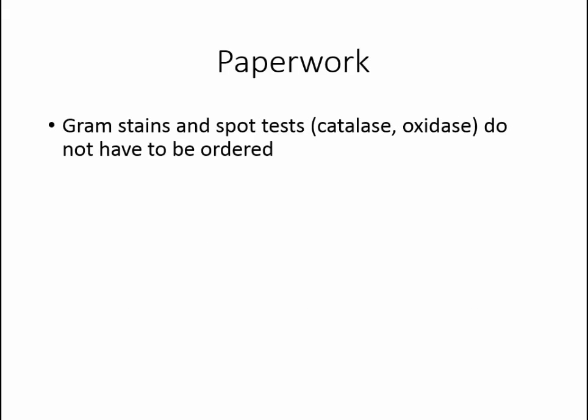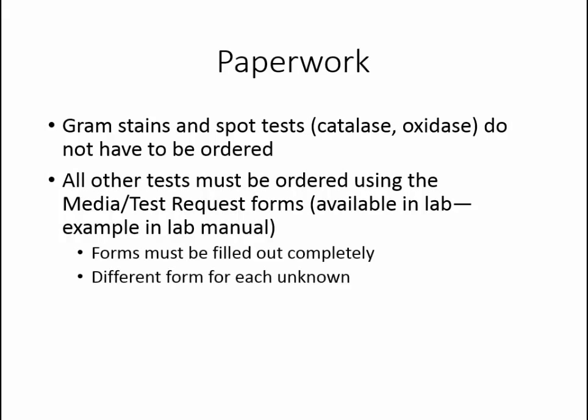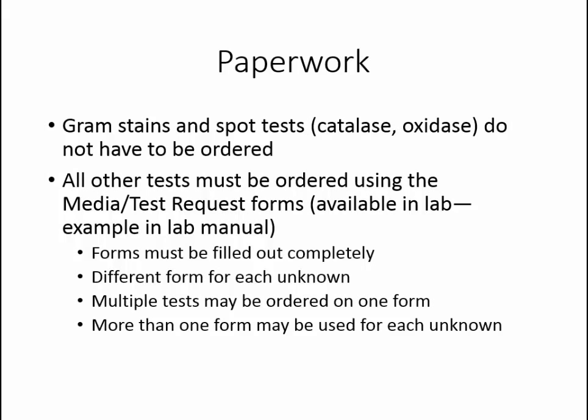Gram stains and spot tests like catalase and oxidase do not have to be ordered. They will be readily available to you to use at any time. But any other test you want to do, you have to order using a media test request form. These will be available in the lab, and there is an example of one of these in your lab manual. These forms must also be filled out completely. You will use a different form for each unknown. You may order several tests on one form, but you may use more than one form for each unknown.